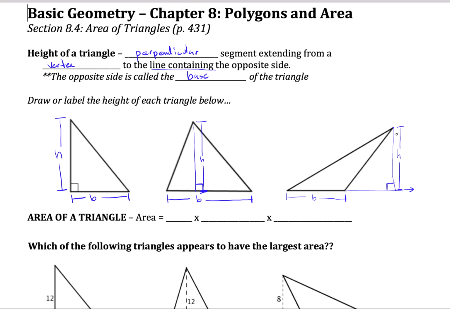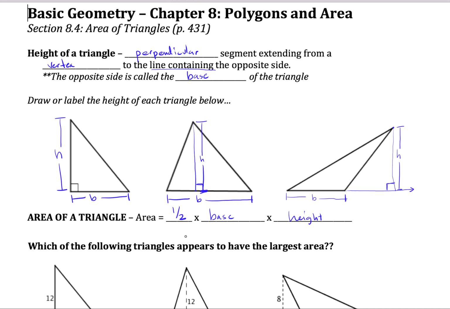Here's our base, and then this measurement would be our height. So with that squared away, with this idea of the height of a triangle hopefully being a little bit more clear to you now, we can take a look at the formula for the area of a triangle. The area of a triangle is going to be 1/2 the base times the height.